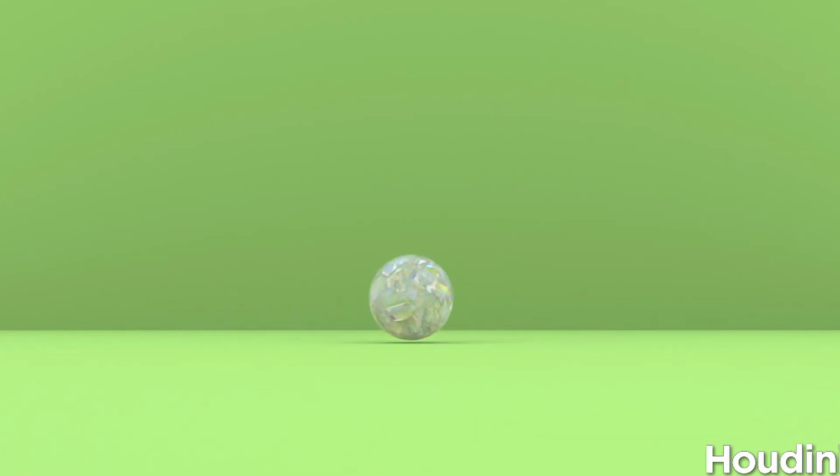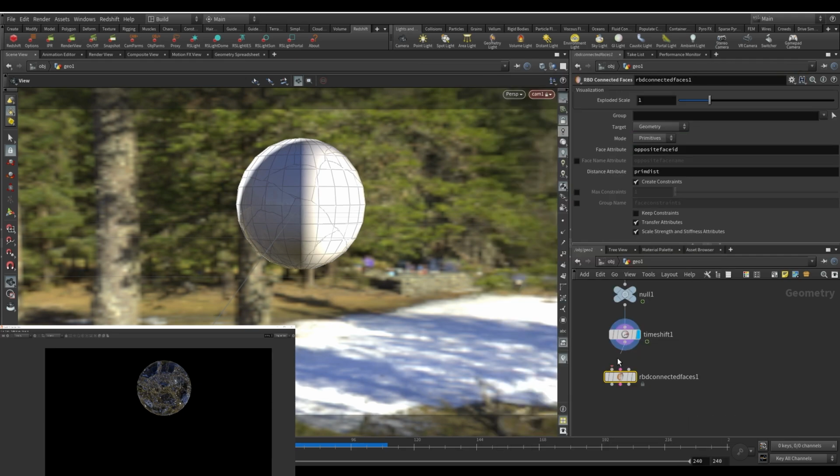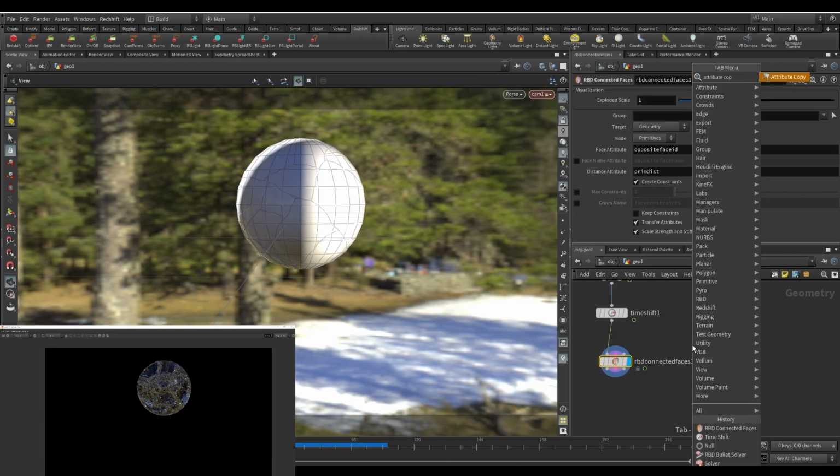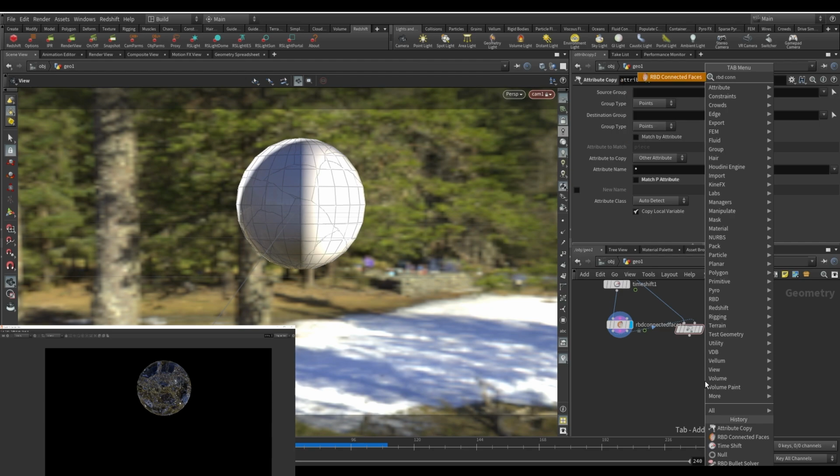So the one thing that I did want to mention was the starting point. You can see that this is sort of segmented, and this is because you have to pre-fracture when you're using RBD, right? It's not dynamically fracturing. There's a fracture that you set up, and then you glue it together. Now, this can be avoided by using something known as an RBD connected faces, I believe. And then you time shift it to frame 1 or your starting frame, and then you transfer or attribute copy the attributes over to the actual rigid body simulation, and then you do an RBD disconnected faces.